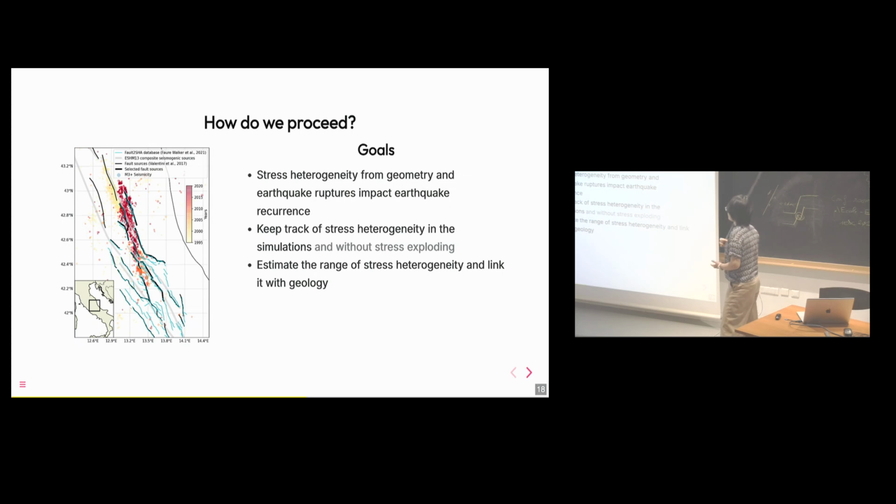So how do we proceed from here if we want to really run more complex simulations? We really want to, first of all, preserve the stress heterogeneity in this fault system, right? If we want to know the hazard or predictive model. And we also want to keep track of stress heterogeneity without our model going explode. And finally, we wonder if we can actually estimate the range of stress in different complex systems, and maybe we could link it with geology and friction.